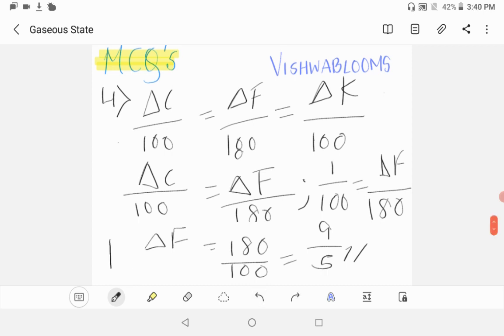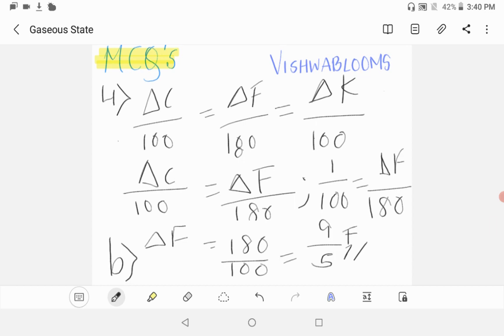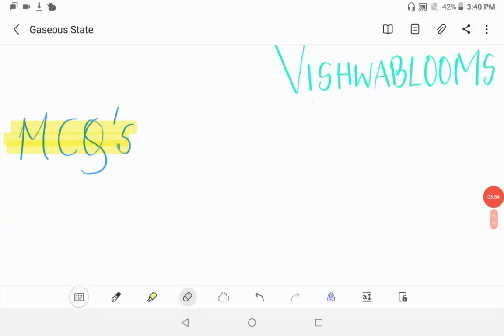I'll write neatly. Option B, 9 by 5 degree Fahrenheit. Now we will see the fifth one. 1 atmosphere is numerically equal to, now here they are asking what the atmosphere is numerically equal to. So the fifth one is option A.